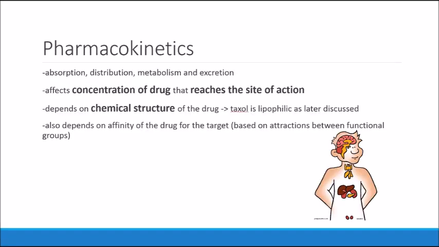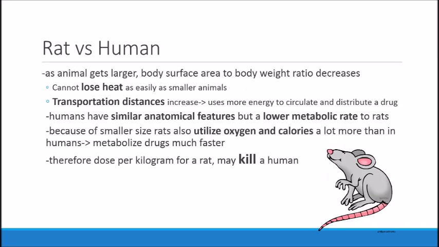So now we're talking about pharmacokinetics, which is the concentration of drug that reaches the site of action, and this is all to do with the chemical structure of taxol. So when comparing a rat versus a human, as the animal gets larger, the body surface area to body weight ratio decreases. So we can't lose heat as easily, and we can't utilise oxygen and calories as easily. So therefore, a dose that could be effective for a rat may kill a human.